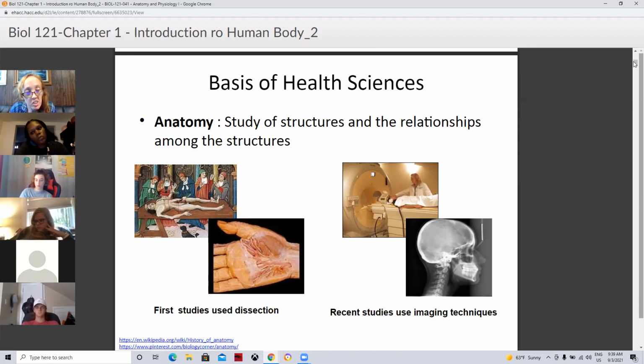I'm a big fan of dissections. I like doing dissections. But it doesn't work so well if you start cutting through material. You may want to see what that material looks like. You pull out a muscle, but you want to know what it does and how it looks before you tear into the hand. So that's why we like imaging techniques.